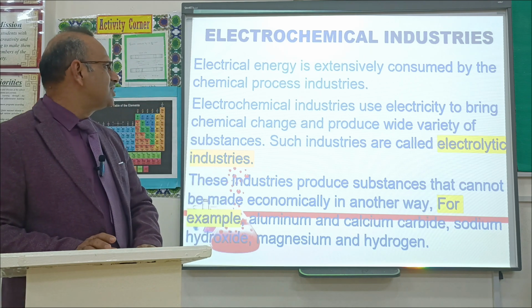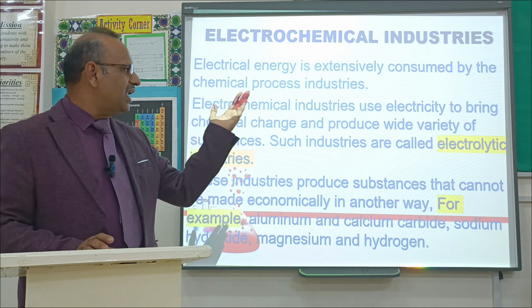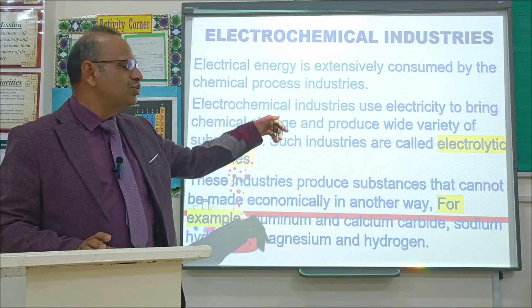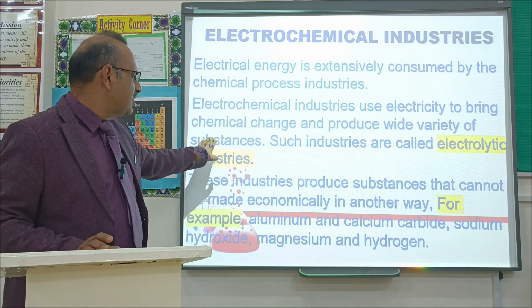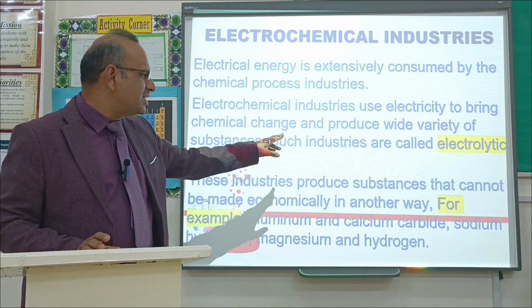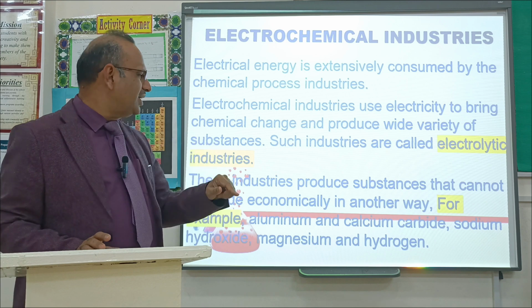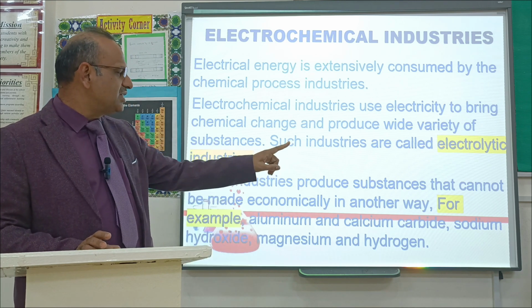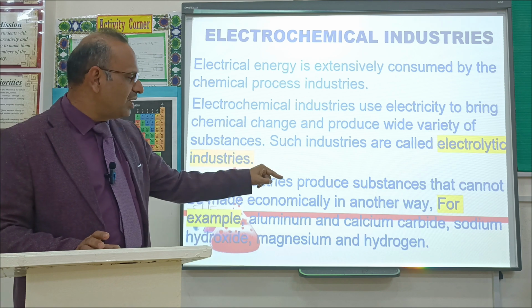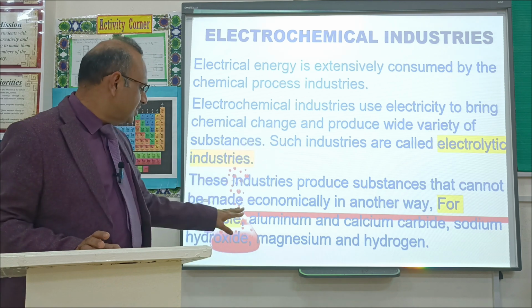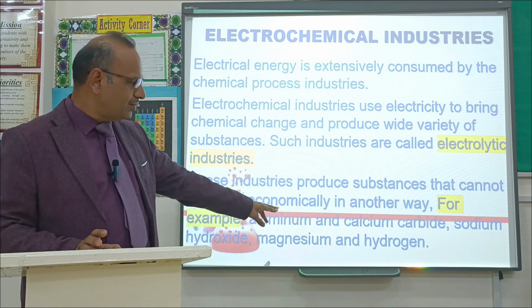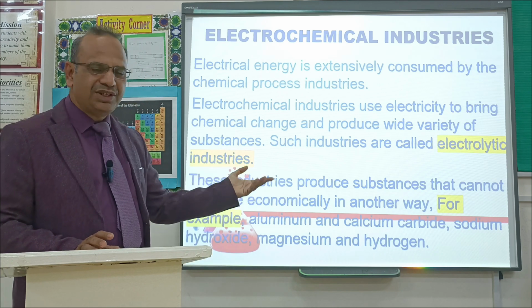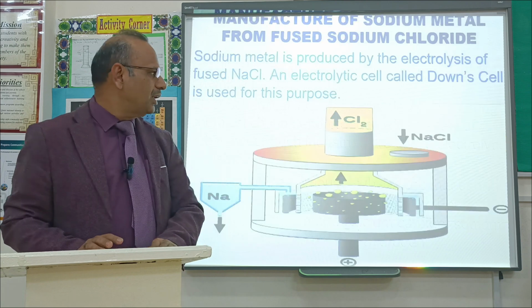Electrochemical industries are those industries in which electricity is used to bring about chemical change and produce a wide variety of substances. Such industries are called electrolytic industries. These industries produce substances that cannot be made economically in another way. For example, aluminium, calcium carbide, sodium hydroxide, magnesium, and hydrogen.